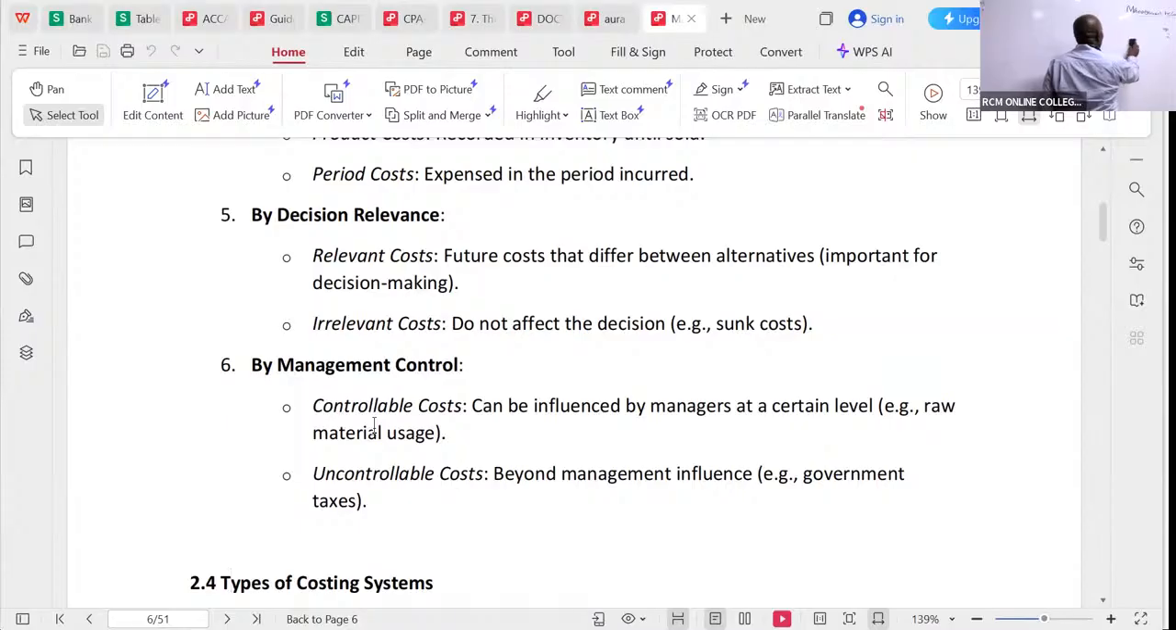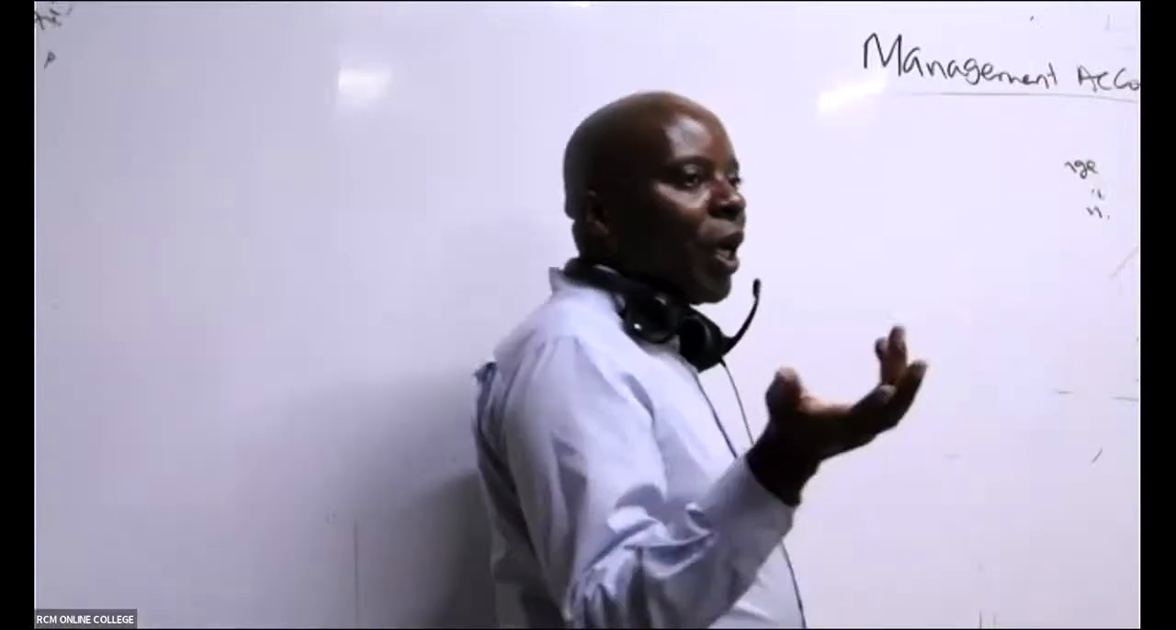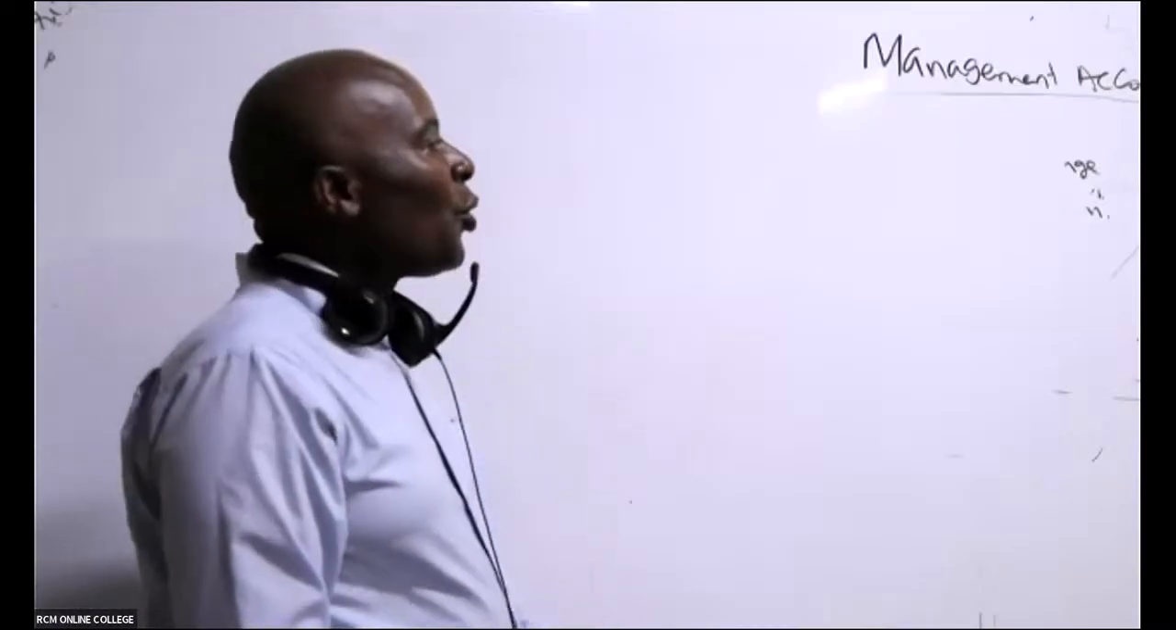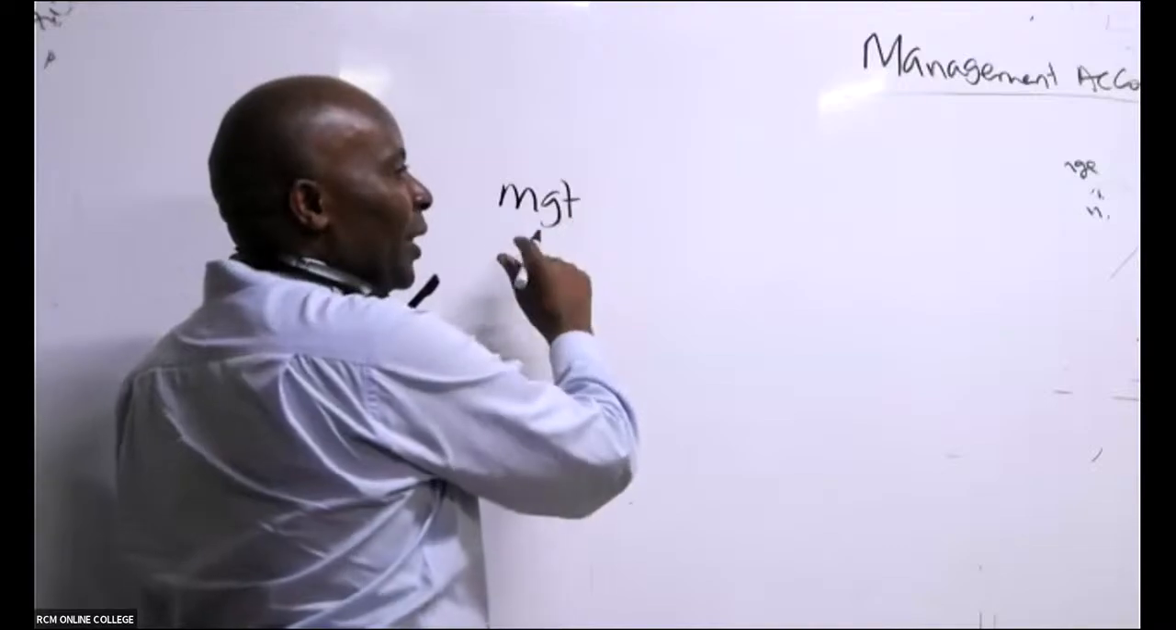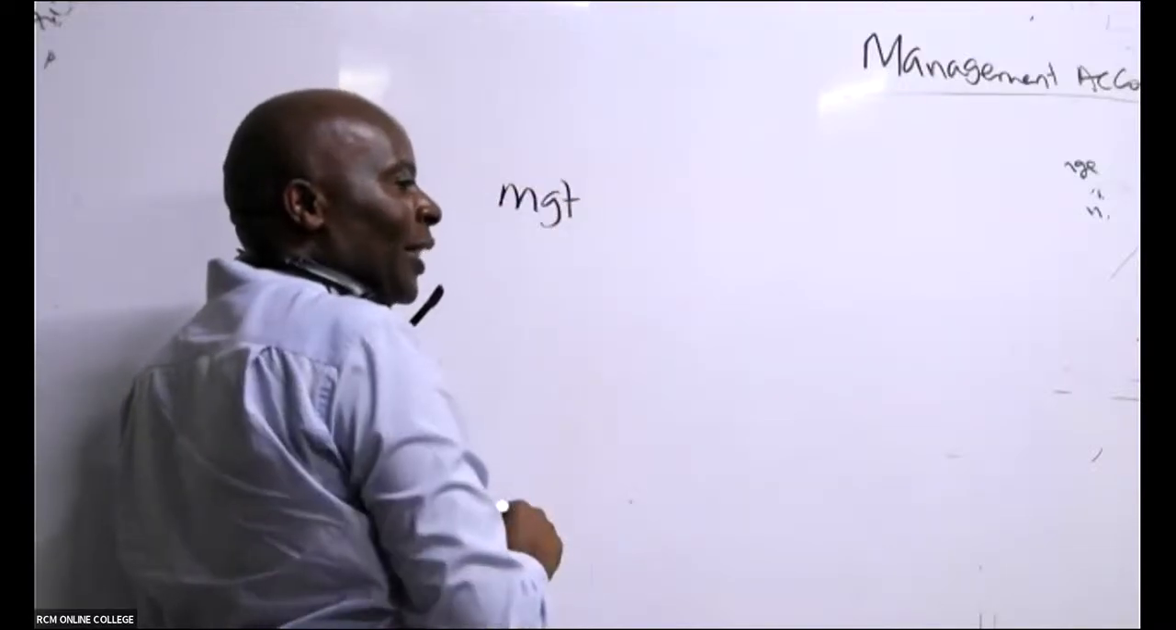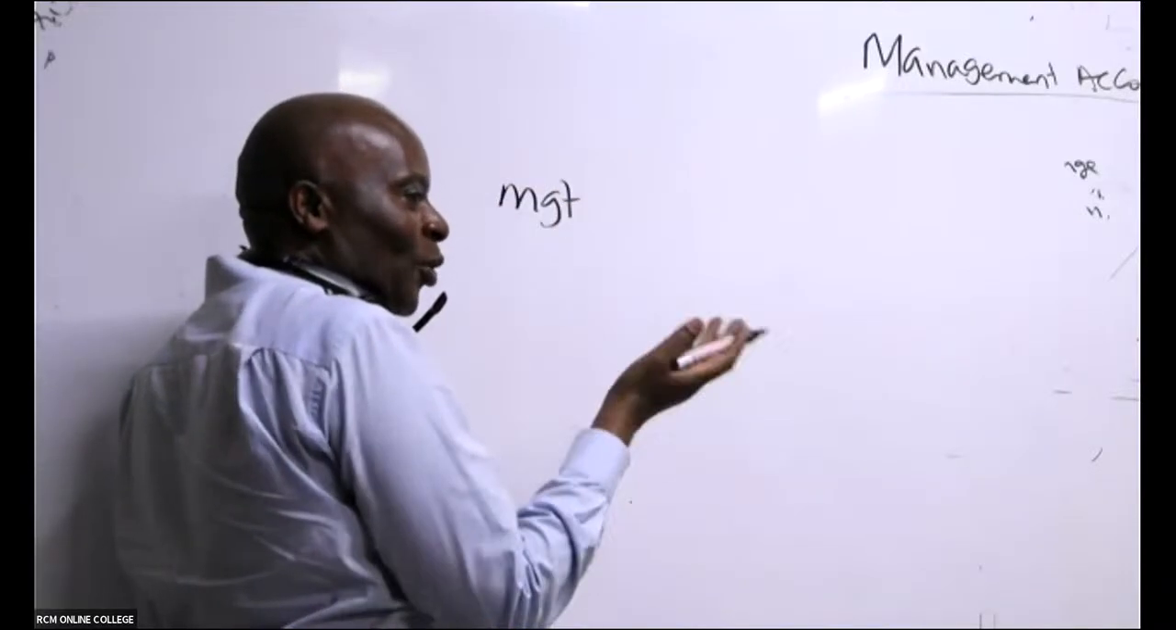A very good example of controllable costs will be variable costs, advertisement costs, training costs. Those are controllable because they are at the discretion of who? Management. Management can say, hey, this year we are not advertising and we shall not advertise. That cost will not be incurred.